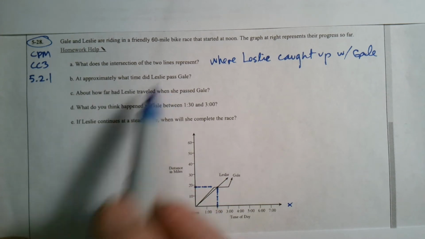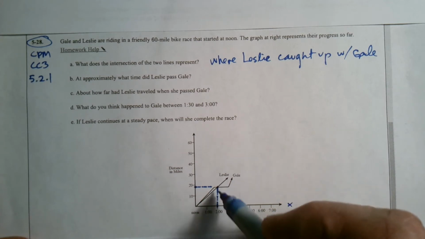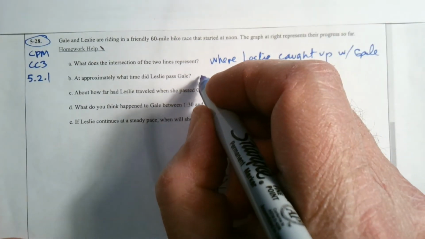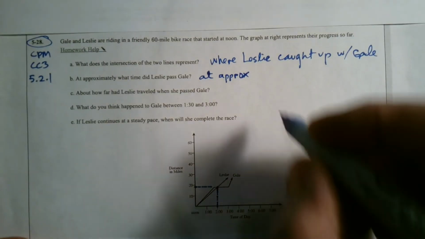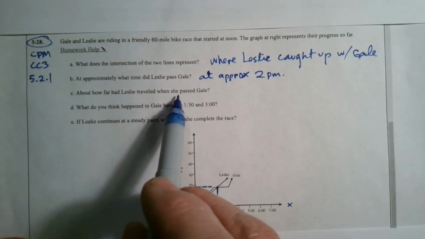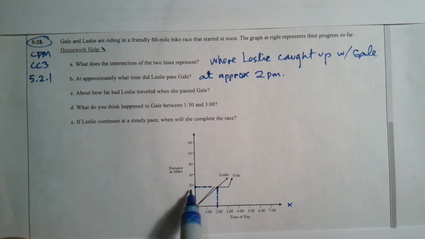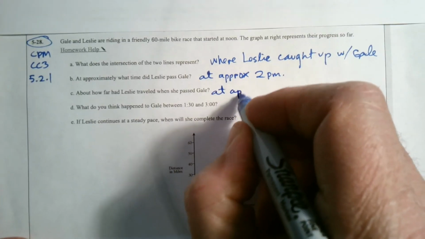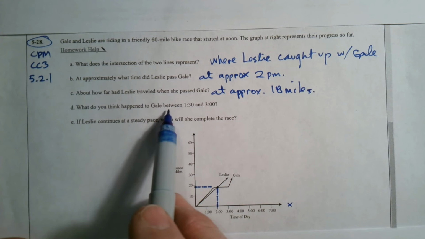And then it asks, at approximately what time did Leslie pass Gail? That's the intersection point where Leslie gets ahead of Gail. If I drew my line down, I've got it at 2 o'clock. Approximately, because our line might be a little bit off, but it looks like 2 o'clock to me. So at 2 p.m. And then, about how far had Leslie traveled when she passed Gail? So how far has Leslie gone? That's the distance over here. Going by 10s, that looks like maybe 18 miles. So approximately 18 miles.